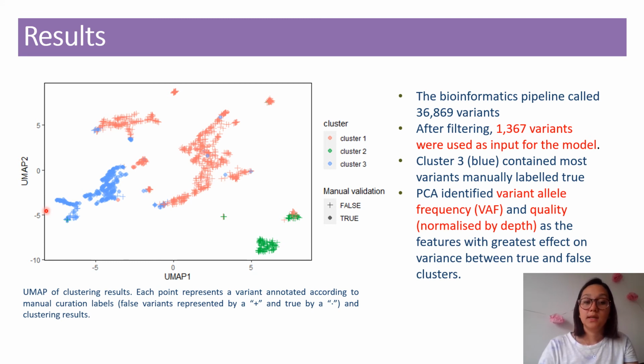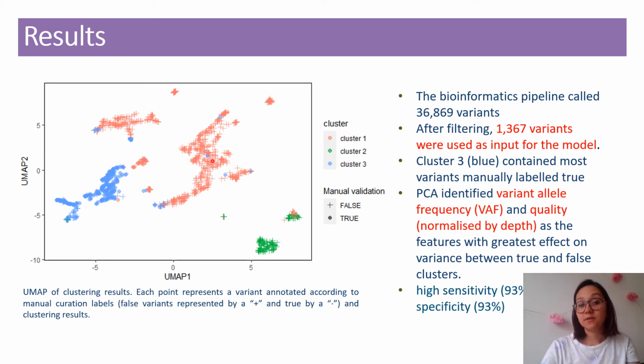And we did a principal component analysis, and that identified that the variant allele frequency and the quality normalized by depth were the 2 features that had the greatest effect on the variance between the true and false clusters, so kind of going across. And we had a sensitivity and specificity both of 93%, so it was quite good.